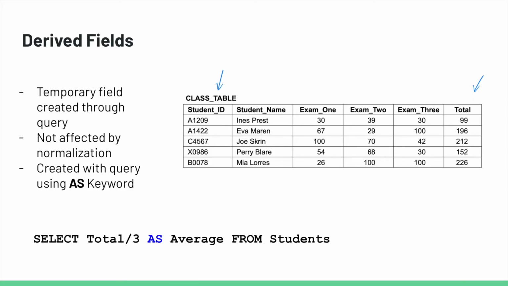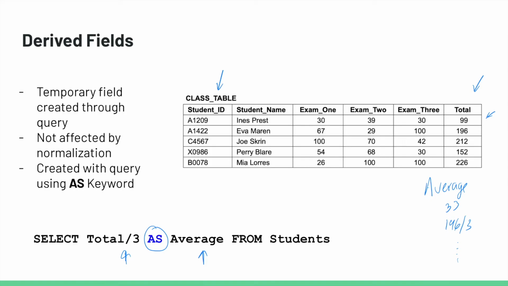For example, if we were to create a derived field from the class table, we might use a query like this with the as keyword. It says select total divided by 3 as average from students. So that means we would be creating another field that we could display, and it would look something like this. Every single record would be a matching total divided by 3. So it might be whatever 196 is divided by 3, etc., until the end. And this is just going to be another field that we can output and show.